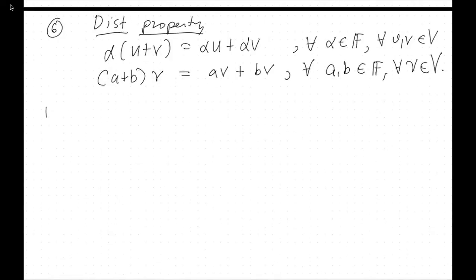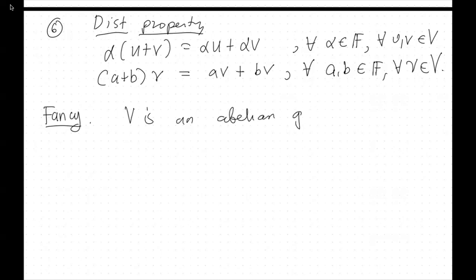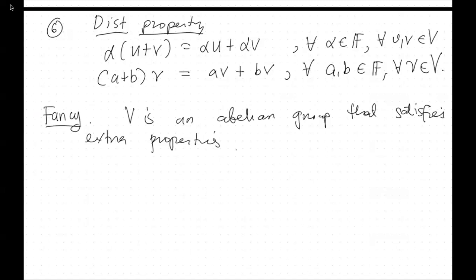So again, a fancy way to say this is that V is an abelian group that satisfies some extra properties related to scalar multiplication. This is a fancy way of saying it if you have some abstract algebra background. Of course, you have a little bit, but I'm not assuming it.